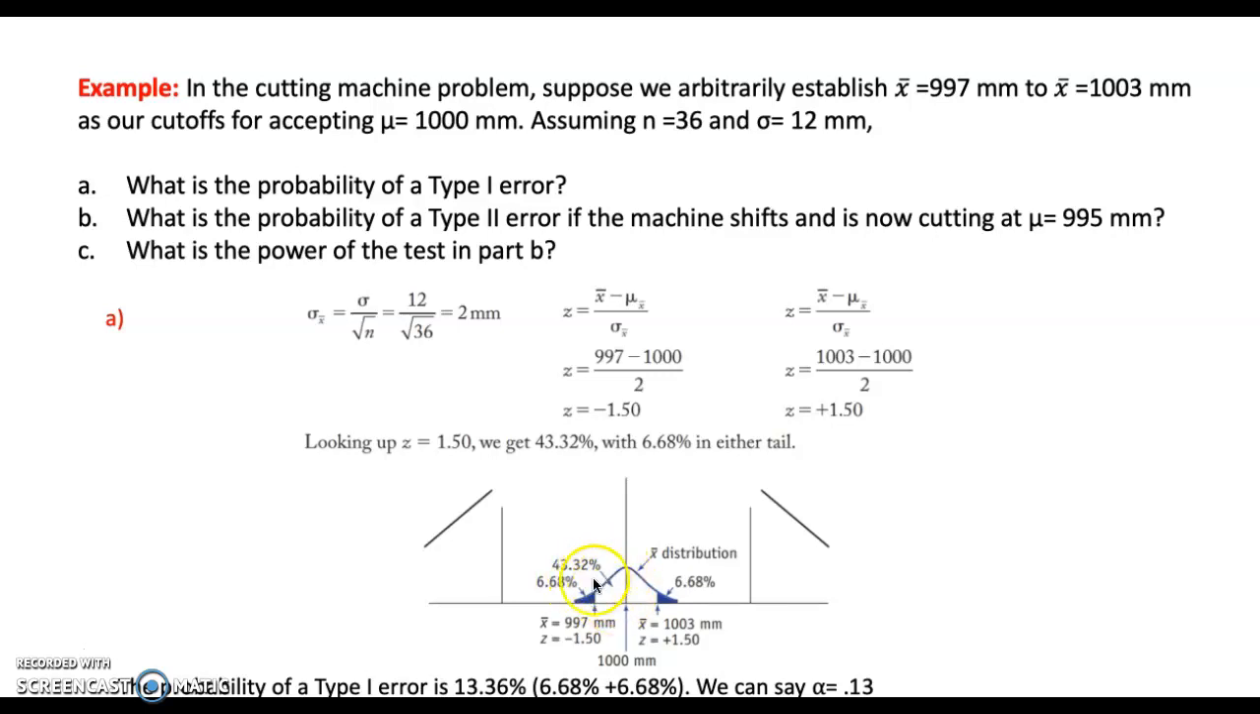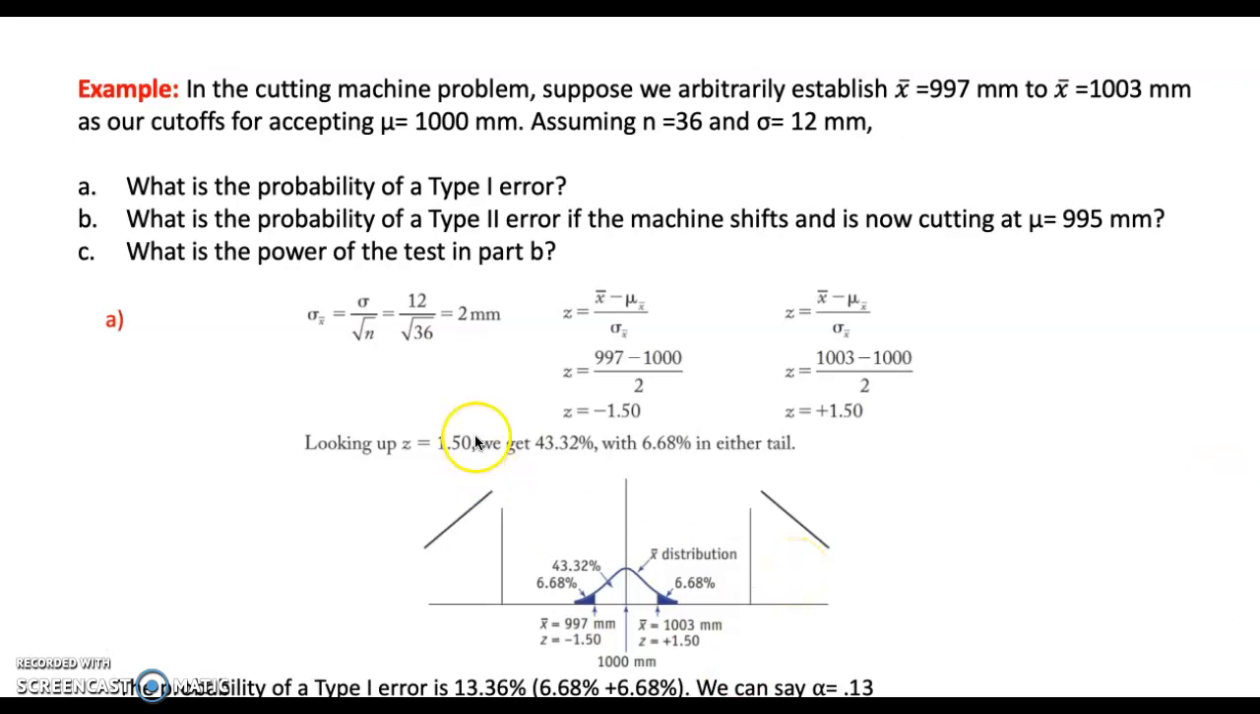which means 43.32% is this part. And what is left over here, less than this 997, is 6.68%. So we can say that the probability of type 1 error is 6.68 plus 6.68%, which is 13.36%, or alpha is equal to 0.13.